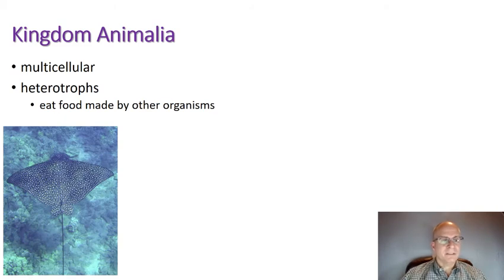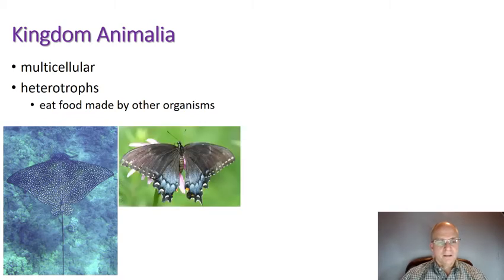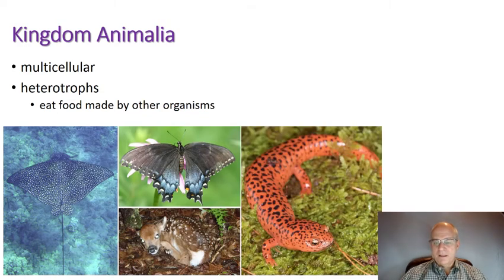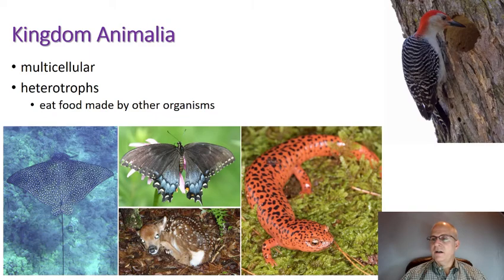And some examples of animals include this spotted eagle ray, which I saw when I was snorkeling in Hawaii. This beautiful black swallowtail butterfly. This young white-tailed deer fawn. The red salamander here and the red-bellied woodpecker. I know it's got a red head, but there's another woodpecker called the red-headed woodpecker, which is different. So this is a red-bellied woodpecker.